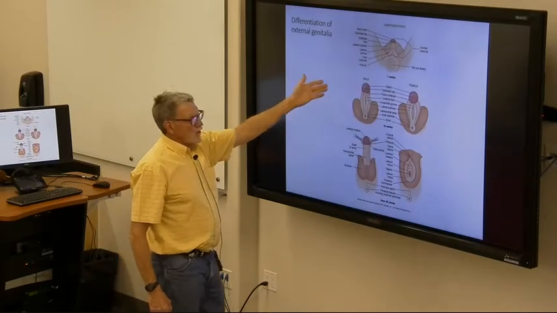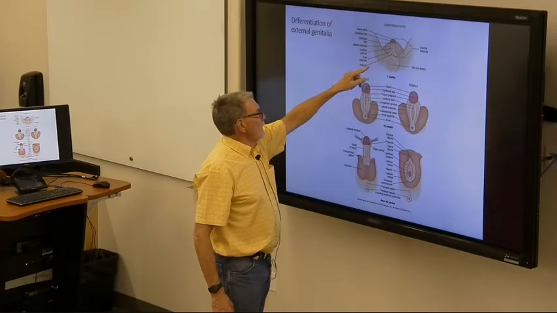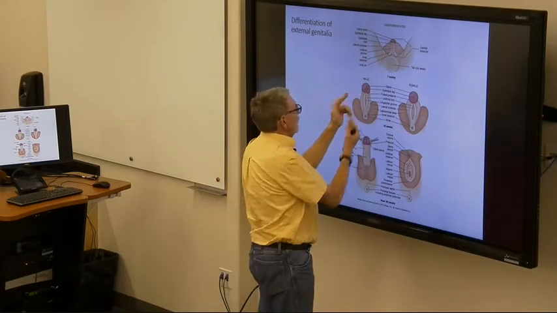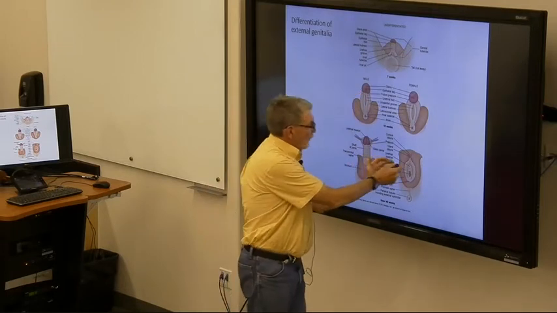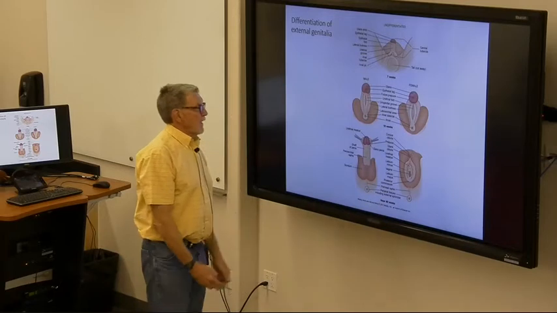The external genitalia, we saw this before, start out the same, and the hole closes in the middle if you're going to become a male, and stays open in the middle and becomes the vaginal opening in a female.